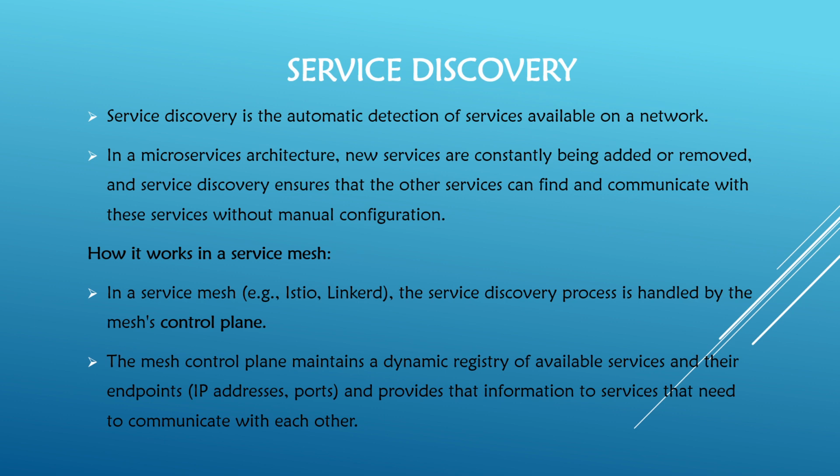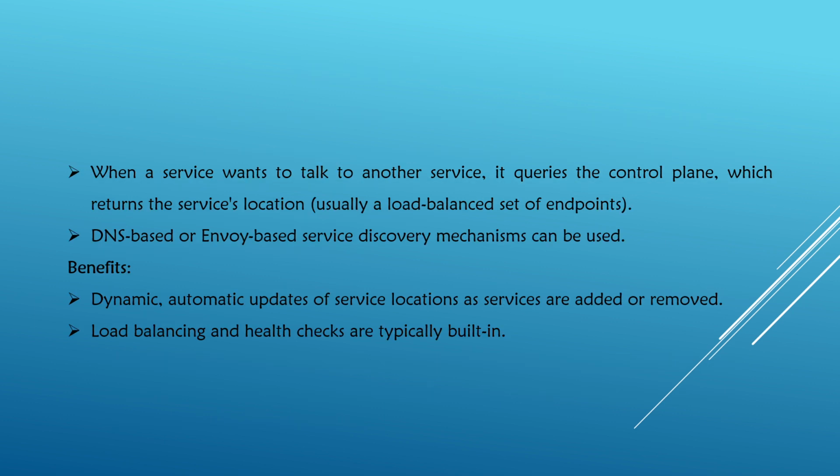How does it work in a service mesh? In a service mesh, for example Linkerd, the service discovery process is handled by the control plane. The mesh control plane maintains a dynamic registry of available services and their endpoints and provides that information to the services that need to communicate with each other. When a service wants to talk to another service, it queries the control plane, which returns the service location. A DNS-based or Envoy-based service discovery mechanism can be used.